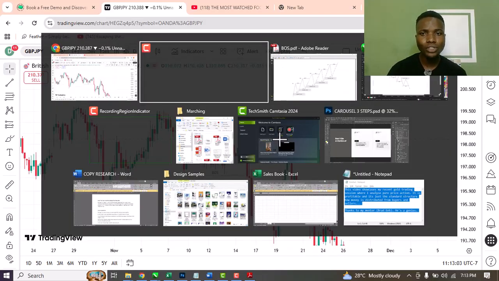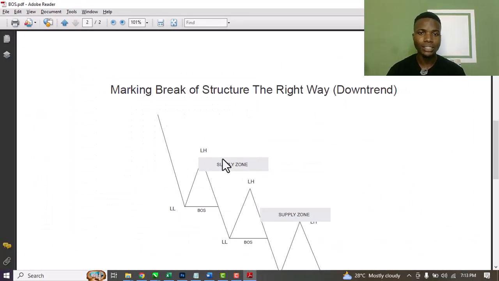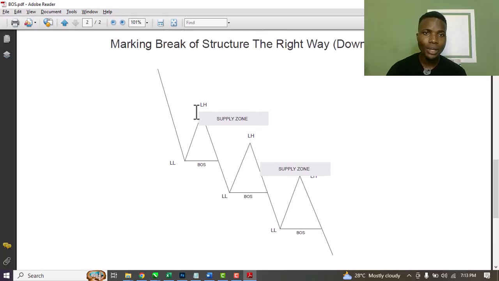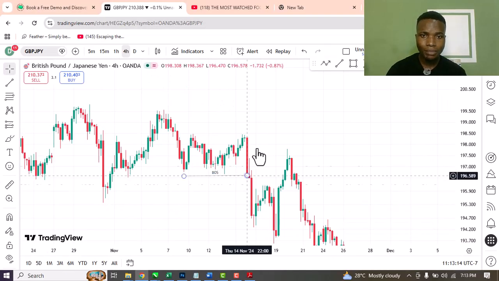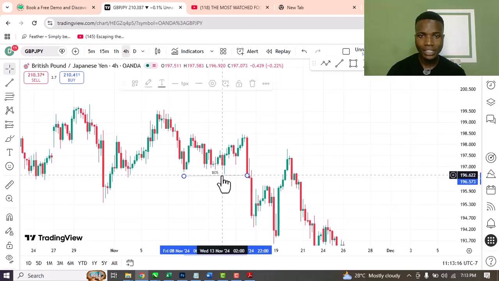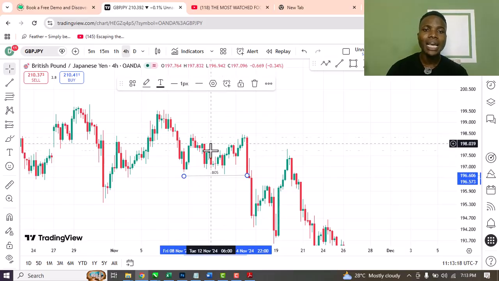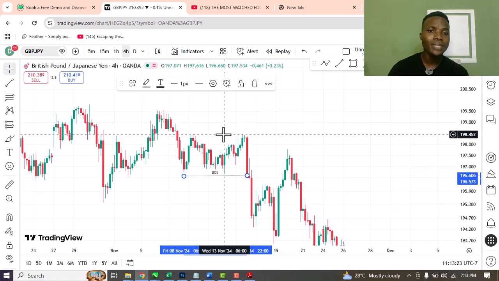Let me show you the skeletal drawing so that you will understand again. You can see when price pushes to the downside, when price pushes to the upside, it means that we have a supply zone here. Same thing is happening right there. After we have this break of structure, it means that above this break of structure during a downtrend, we have a supply zone.